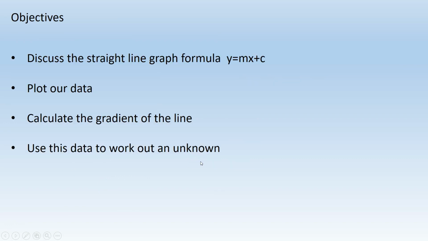And then, just to recap, we discussed the straight line graph formula, y equals mx plus c. We've plotted our data. We've calculated the gradient of the line, which is m, and we used this data to work out an unknown, which was y. If x is 31, what is y?